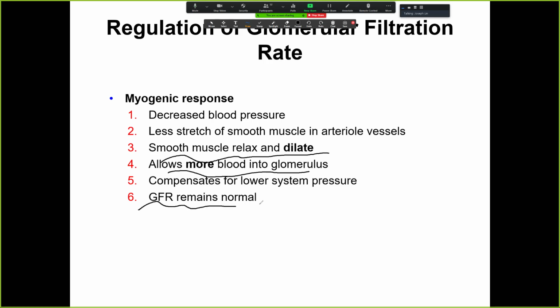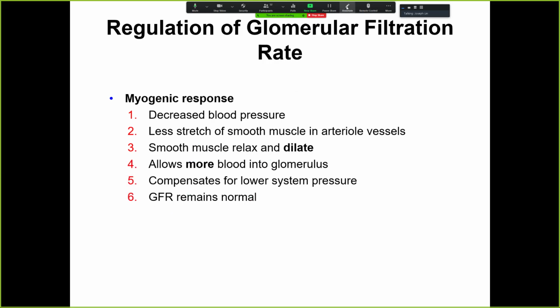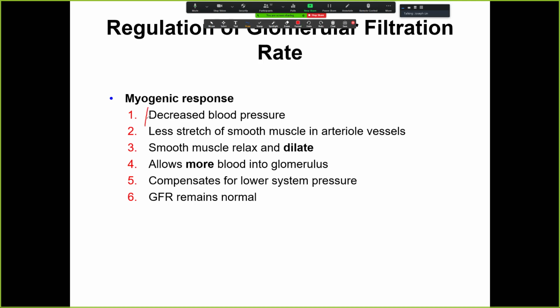So you have a certain number that you're aiming for. And then on the other side, if your blood pressure was really high, that was a question I asked you guys on Monday. If it's really, really high, then this thing will constrict and less blood will go in. So the reason I have the slide set up like this is if I tell you one half of the story, I hope you can infer the other half.